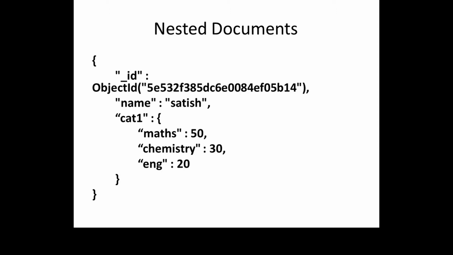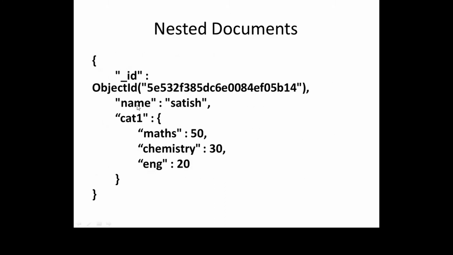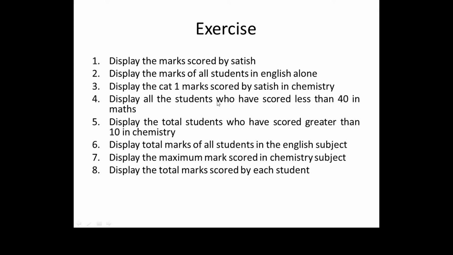So today we are going to work with a document like this. We'll see how to create this document in a collection, and we'll take up some exercises. For instance, this has the name of a student and the marks he has scored in the CAT1 internal assessment examination. So we are going to take up queries like this. Display the marks scored by Satish. Say all the CAT1 marks I want to know for this student Satish. And display the marks of all students in English alone.